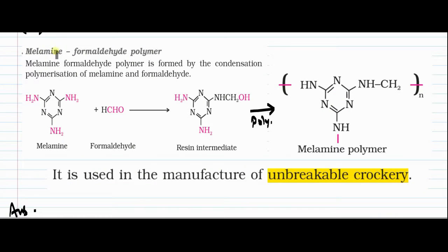Melamine formaldehyde polymer is formed by the condensation polymerization of melamine and formaldehyde. A resin intermediate is formed. Further, it polymerizes, resulting in melamine polymer.